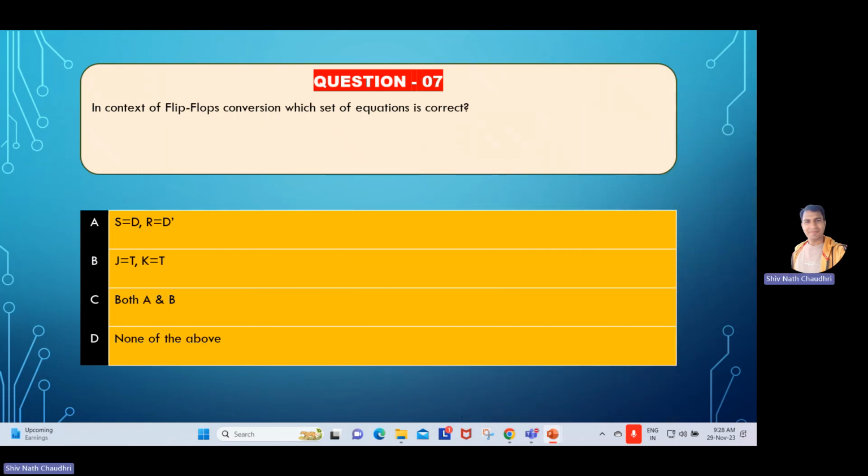This question: in the context of flip-flop conversion, which set of equations is correct? Option A is S equal to D and R is equal to D bar. Option B is J is equal to T, K is equal to T. So you have to check all these options and try to think which option you find is right.